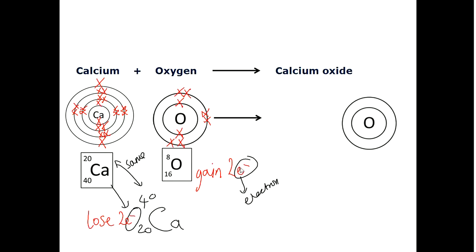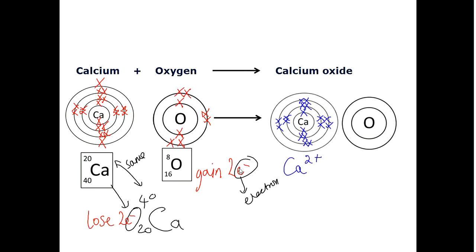e- is shorthand for electron. So we form a calcium 2+ positive ion and O2- negative ion.